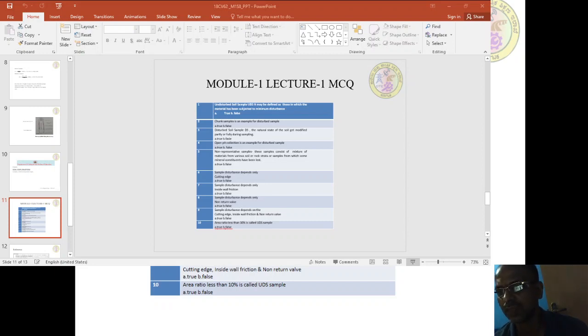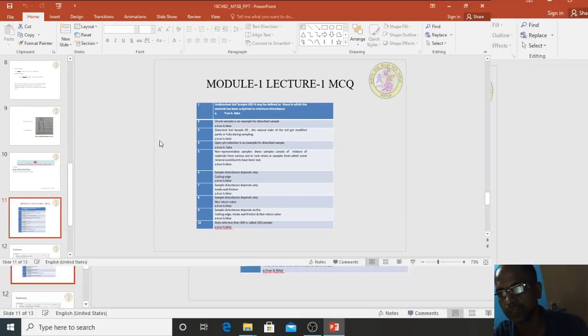Soil disturbance depending on cutting edge, yes, it is true. Sample disturbance depends only on inside wall friction, it is false. Sample disturbance depends only on non-return valve, it is false. Sample disturbance depending on cutting edge, inside wall friction, non-return valve, it is true. Area ratio less than 10 is called a UDS sample, it is true.